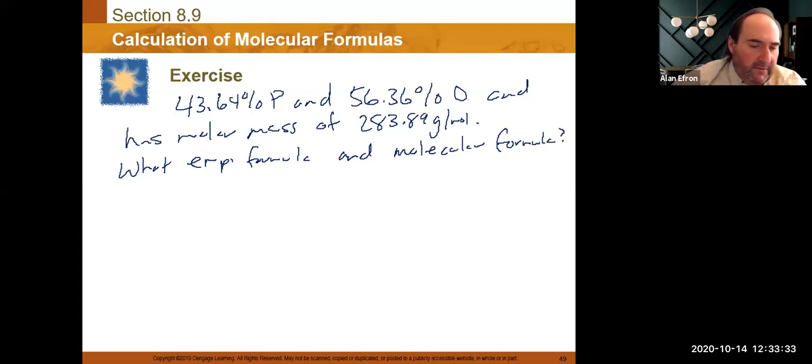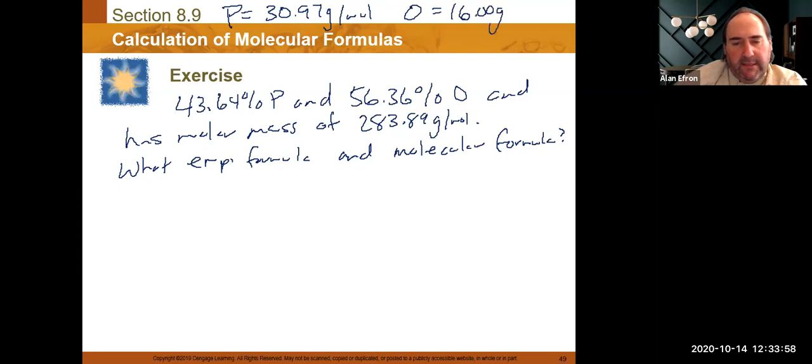All right, so molecular formula, empirical formula for something that's 43.64% phosphorus, 56.36% oxygen, and has a molar mass of 283.89 grams per mole. Phosphorus from the periodic table is 30.97. And oxygen is still 16. All right, give that one a go, see what you come up with.